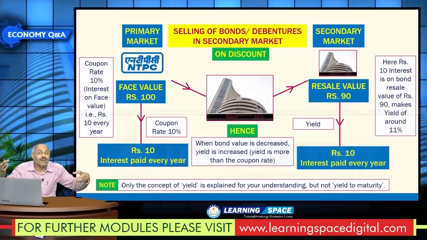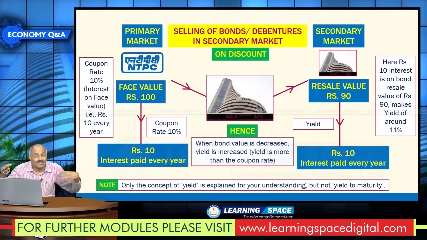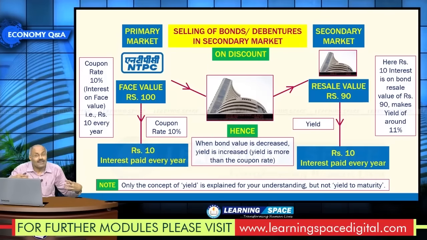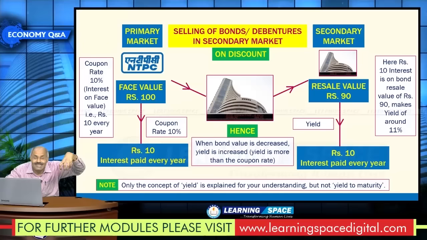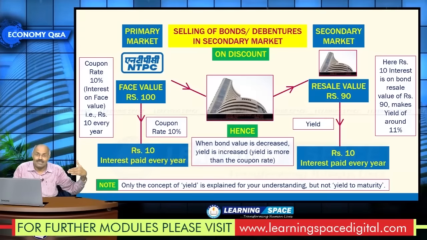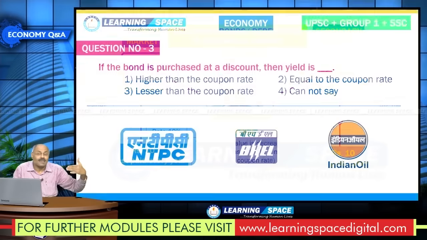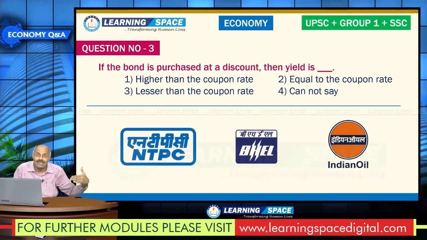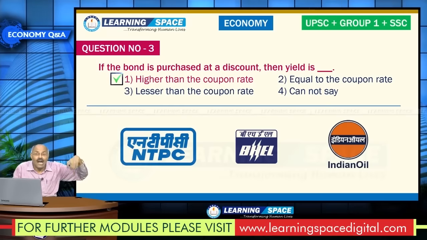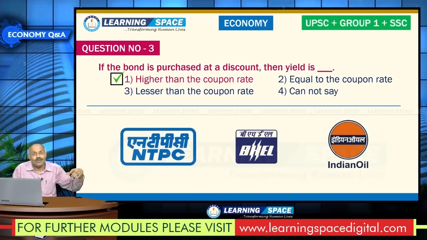And if the bond is being purchased at a discount at rupees 90, then yield will be rupees 10 out of rupees 90. That means here the percentage of yield is higher than the coupon rate. Right? So this is all about yield and coupon rate. If the bond is purchased at a discount, then yield is higher than the coupon rate. Look at the next one.